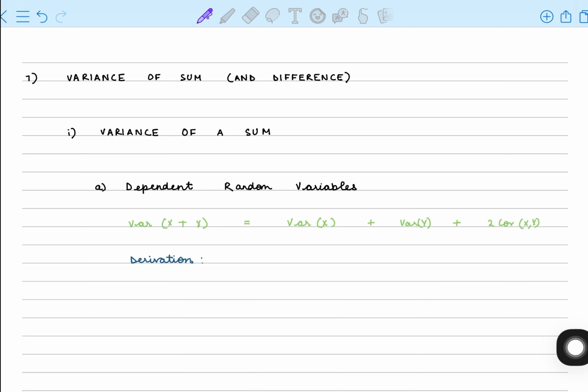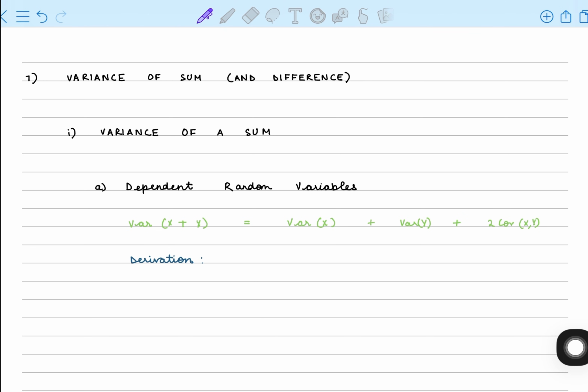Now, let's study one of the most frequently tested results in probability. This relates to finding the variance of a sum or difference of random variables. For dependent random variables, the variance of x plus y is given by the variance of x plus the variance of y plus 2 times the covariance of x, y.